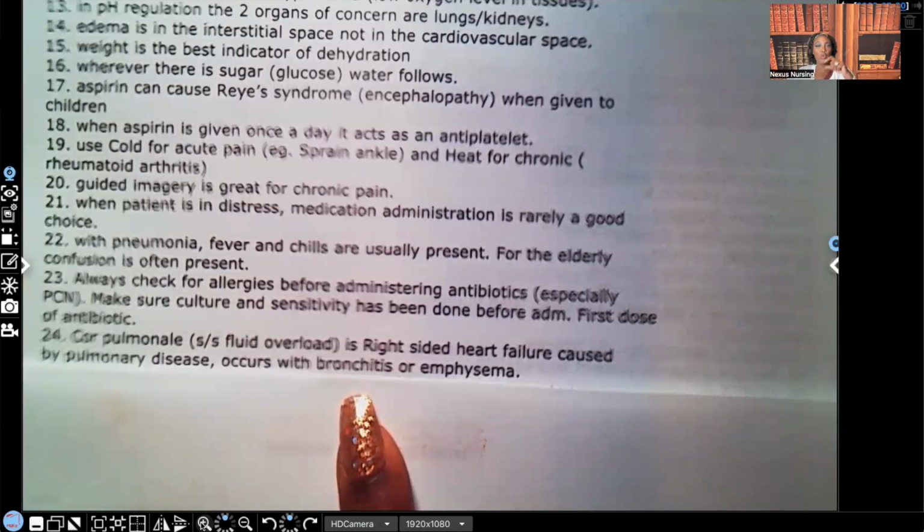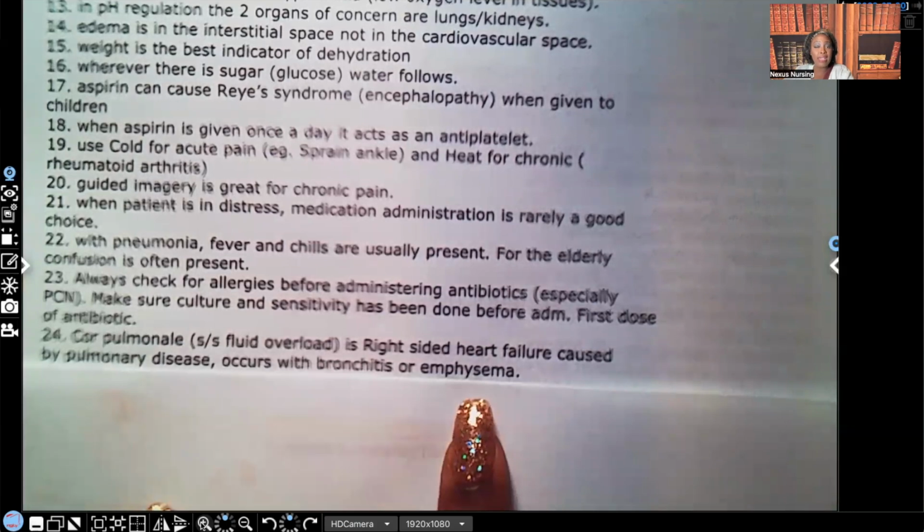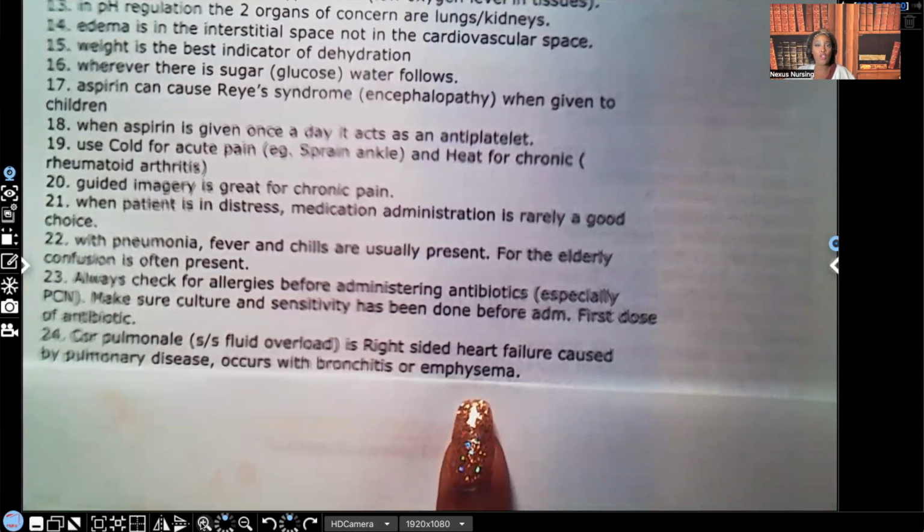It's called blue bloater. The reason for the bloater part is that barrel chest. They're holding on to all of this CO2. So they're blue because of the lack of oxygen, and bloater because of the barrel chest, holding on to that CO2. Now, patients with emphysema are known as the pink puffers.